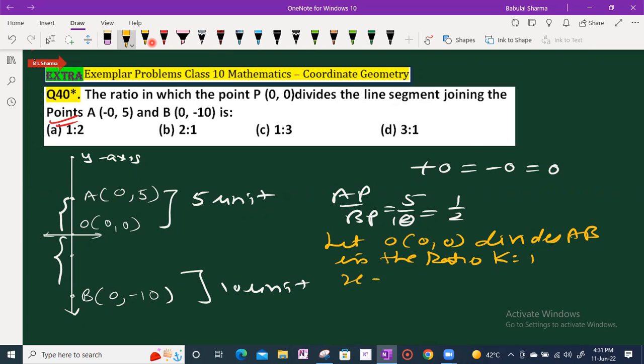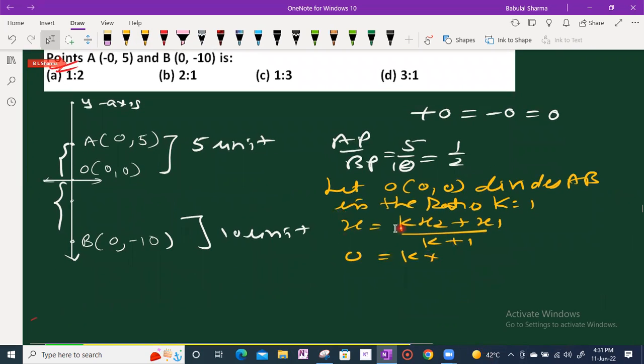K:1. So x coordinate is given by Kx2 plus x1 by K+1. That is 0, K into x2. Sorry, I'm not taking here x, I'll be taking here y only, क्योंकि यहाँ तो ये 0, 0 हो जाएगा. That is why I have to take here y coordinate.